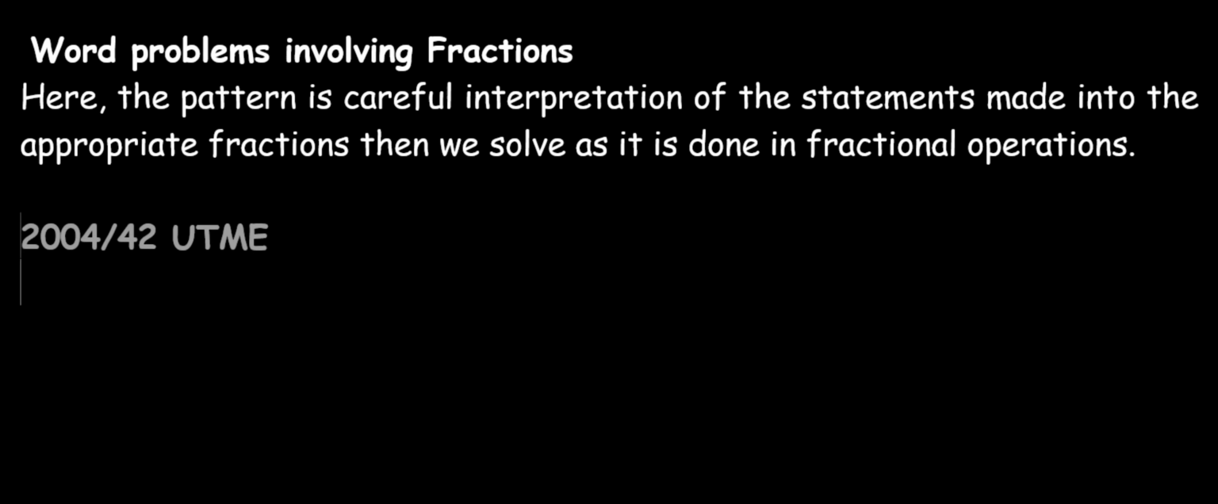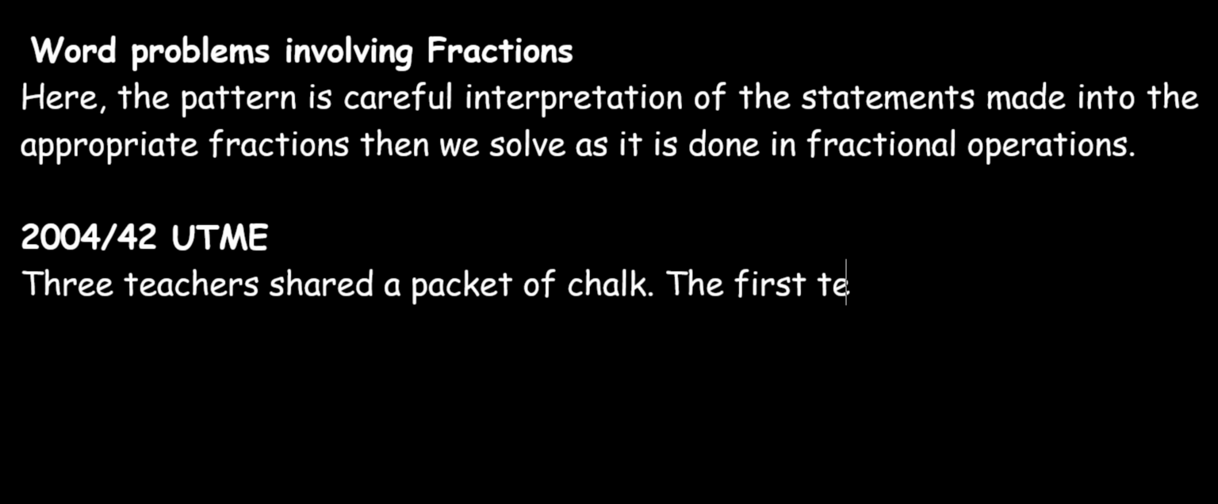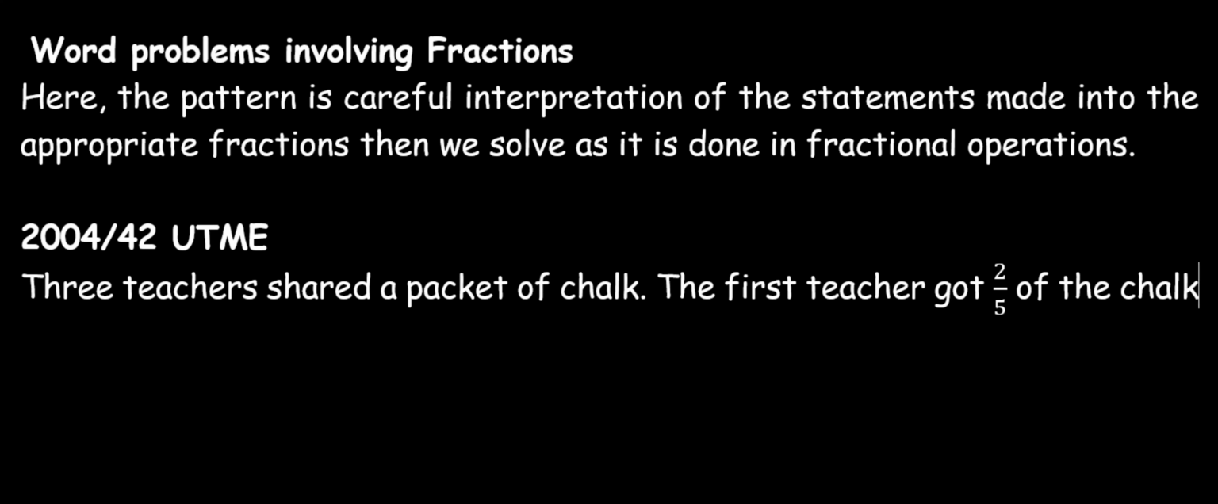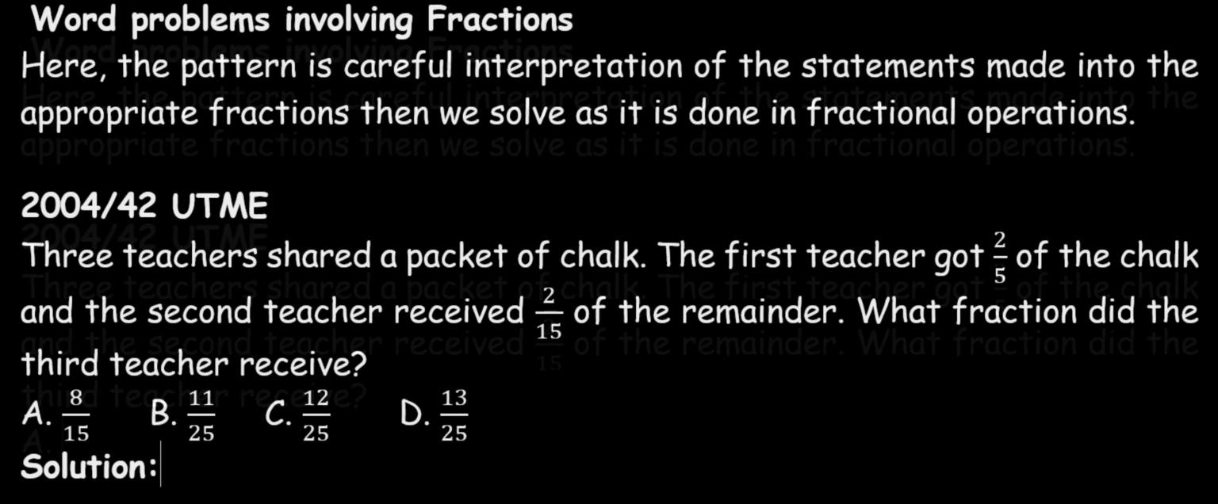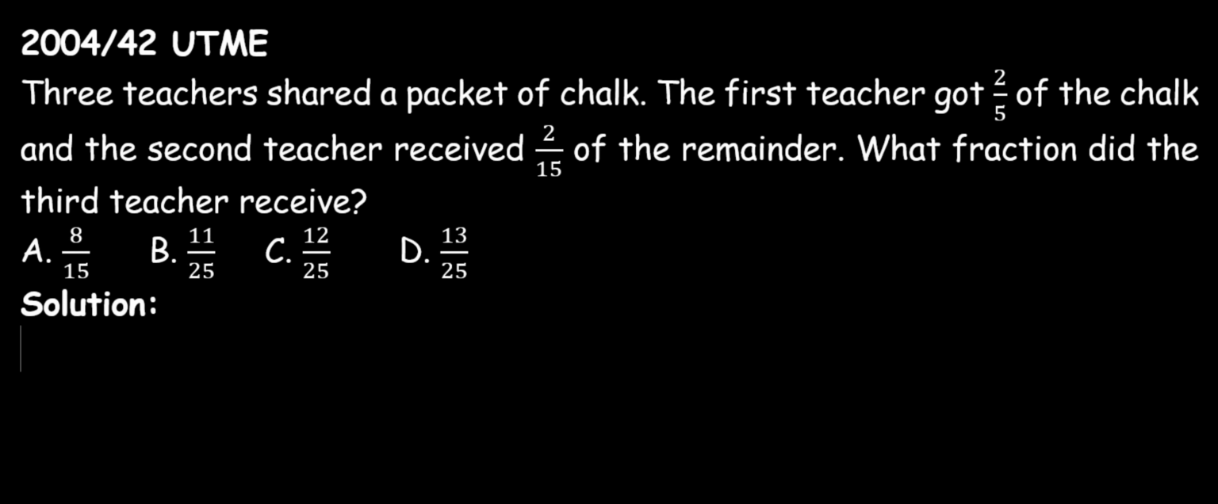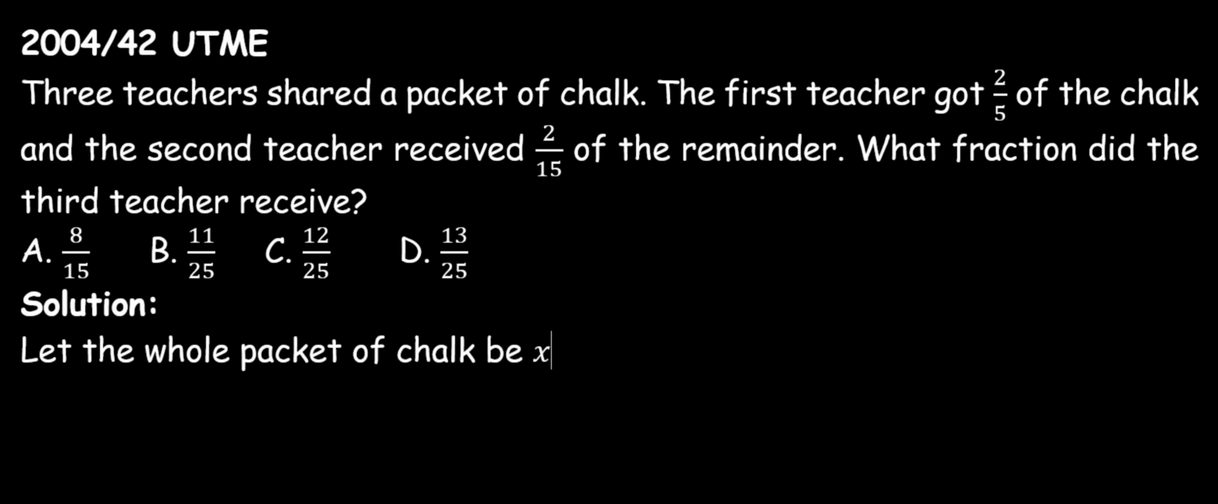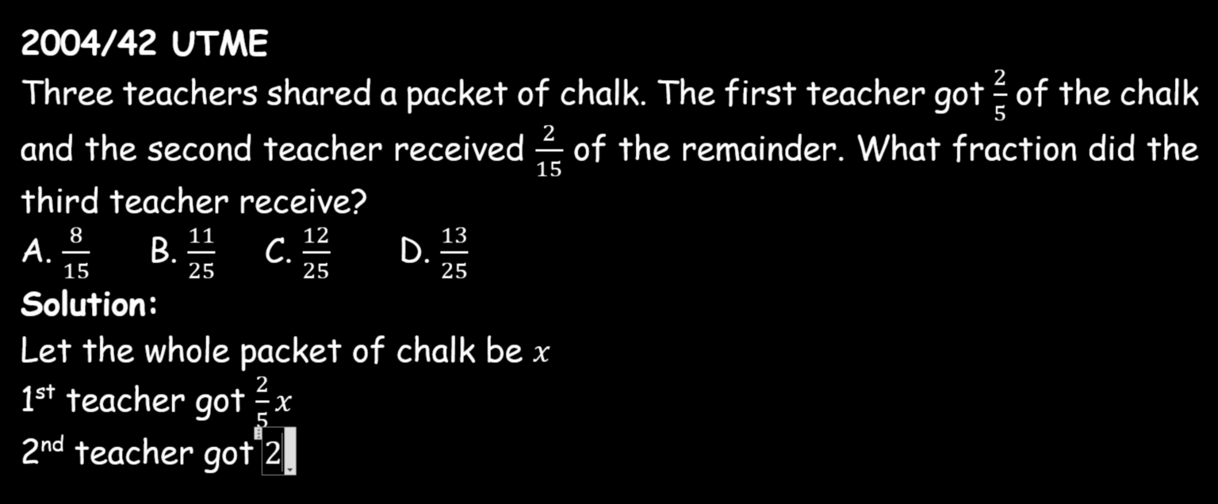3 teachers shared a pack of chalk. The first teacher got 2 over 5 of the chalk, and the second teacher received 2 over 15 of the remainder. What fraction did the third teacher receive? The options are given. Solution. Let the whole pack of chalk be x. First teacher got 2 over 5 of x. Second teacher got 2 over 15 of, bracket open, x minus 2 over 5 of x, bracket close.